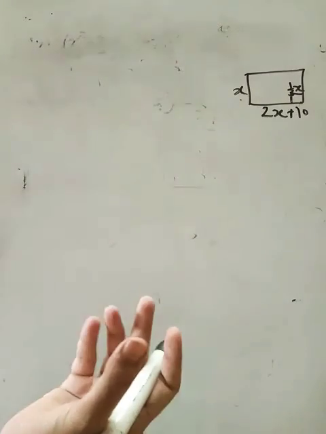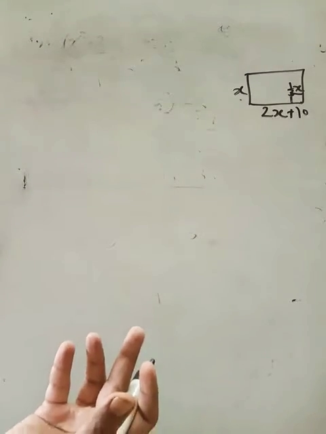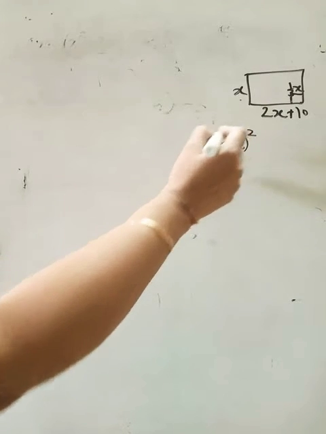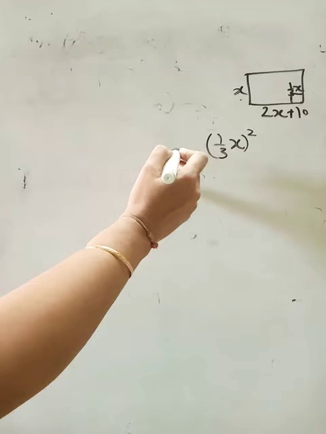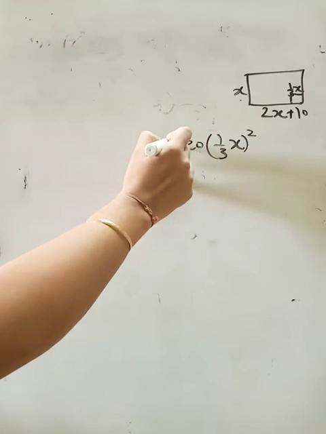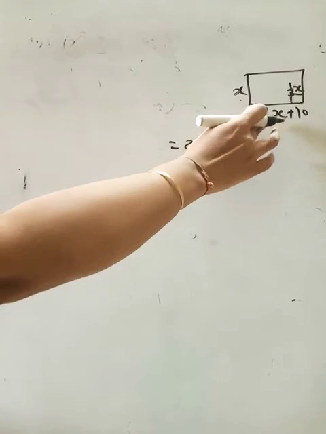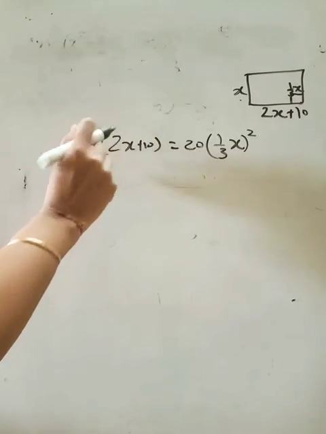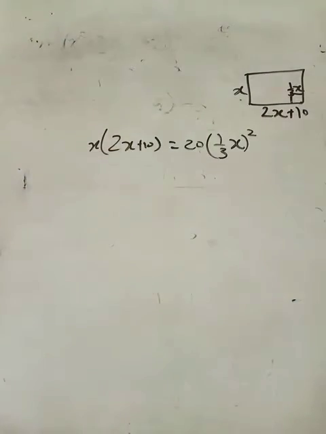1/3 of, what is the formula? Side square. So 1/3 upon 1/3 x, the square. Its 20 times will be equal to what? This one. So 2x plus 10 into x. Length into breadth for the rectangular part. So x into 2x plus 10 will be 20 times (1/3 of x) squared. So this is how we will get the equation.